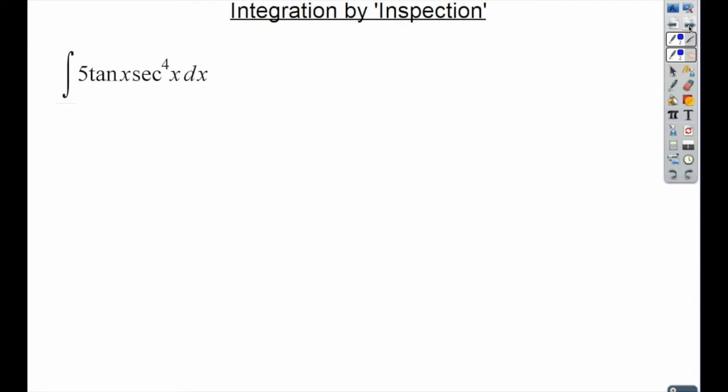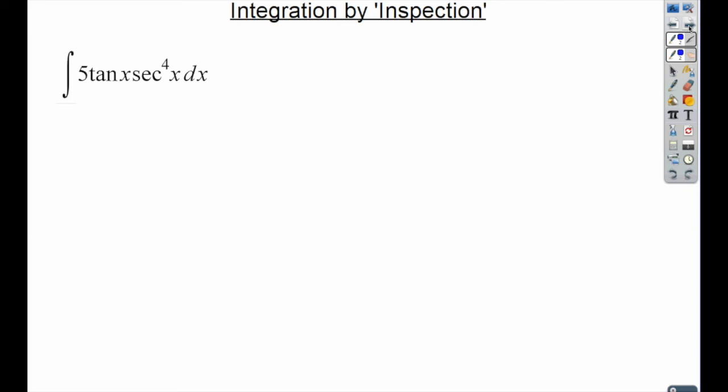Okay. Now what we're going to do here. I could start off with a couple of things you don't look at. You don't look at the tan x. If you look at tan x, that's not really going to help you out. If you differentiate tan x, you get sec squared x, but you need sec to the power of 4 x. So that's not going to help you.